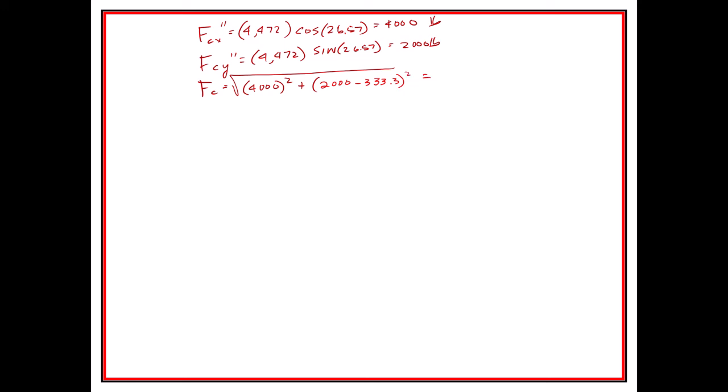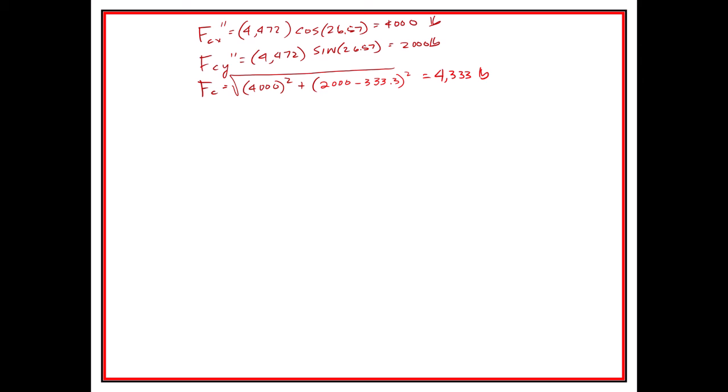And you know what? I don't trust that number right now, so let me just double check. 4,000 squared, and then 2,333.3 subtracted, that squared, add them together, square root. Sure enough, you get 4,333. So I think I said something wrong in class. 4,333 pounds. Yeah, I did it wrong in class. You guys didn't catch me. Of course, you probably did. Nobody said anything because everybody likes to be quiet.